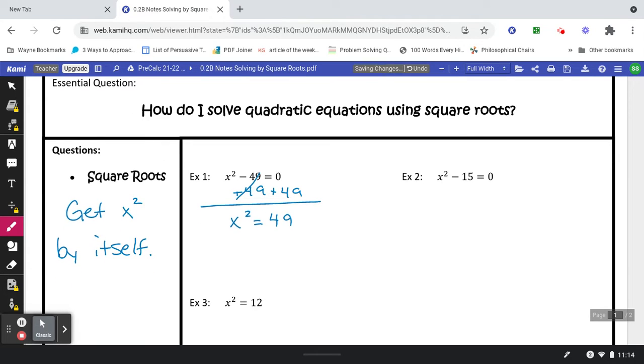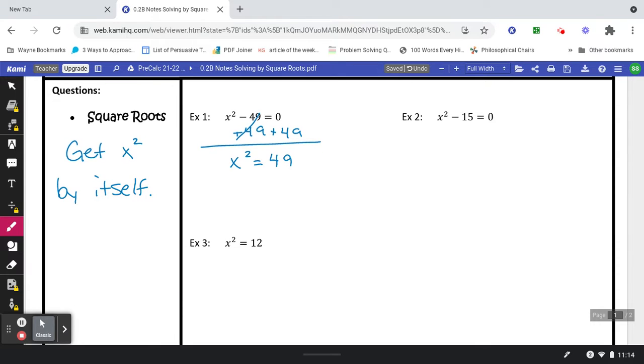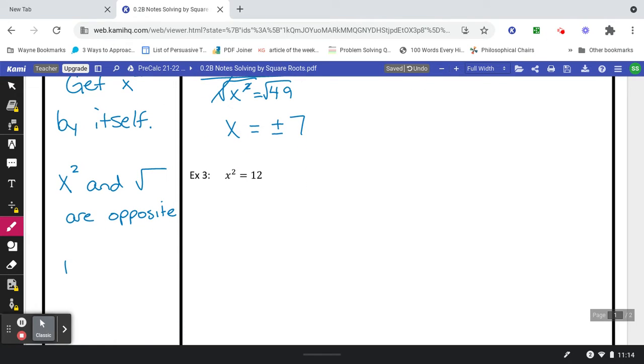And then we'll square root both sides to get rid of the exponent. So anytime you have a square root or a square, you'll get rid of it by square rooting. The square root and the square cancel, getting us x equals, and it is important that you need a plus or minus sign when you're solving these. So plus and minus 7. Don't forget the plus and minus sign.